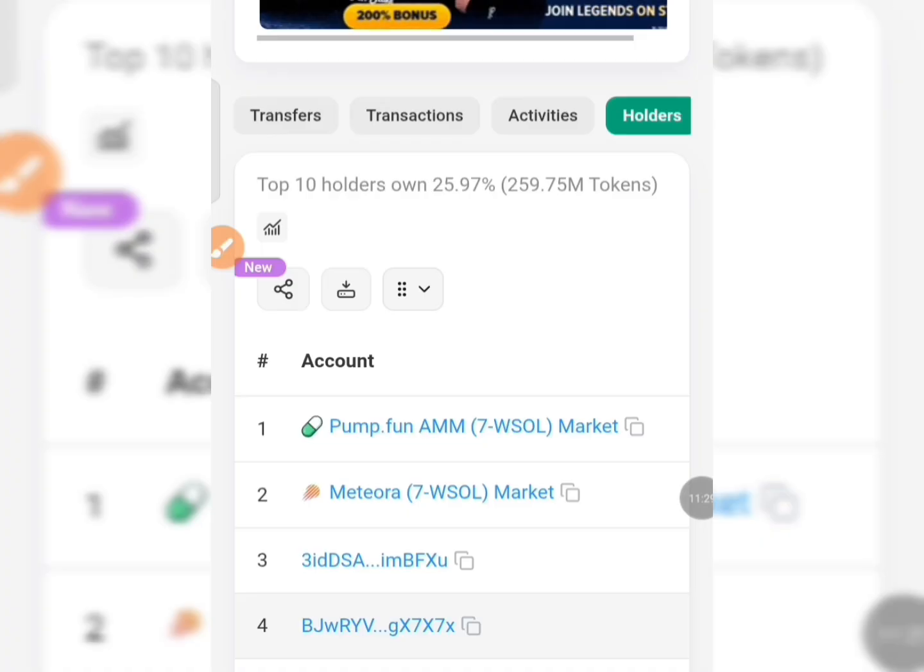If that person decided to sell his bag, that coin will just crash instantly. So you always make sure that the holders are not holding much. The number 1 holder should be holding, let me say, 5% downward. Anything from 5% upward is not really encouraging.